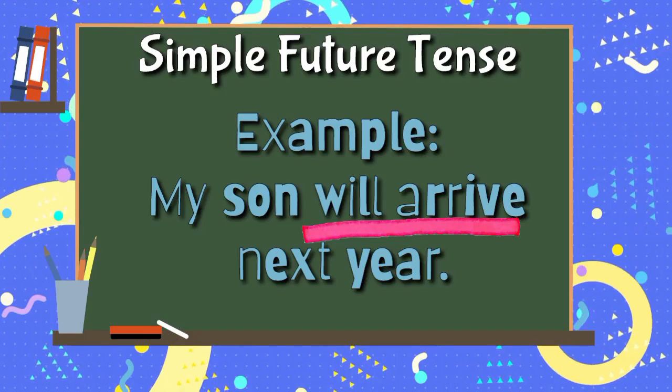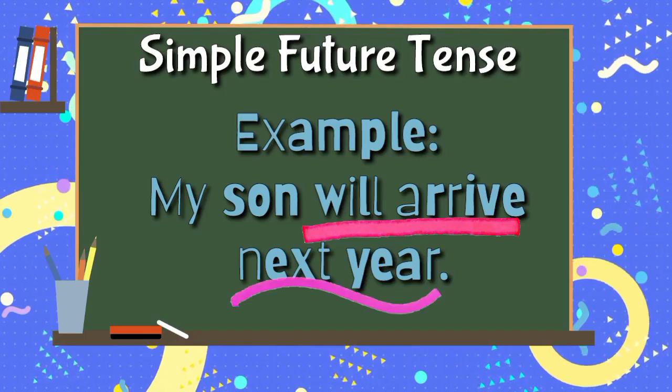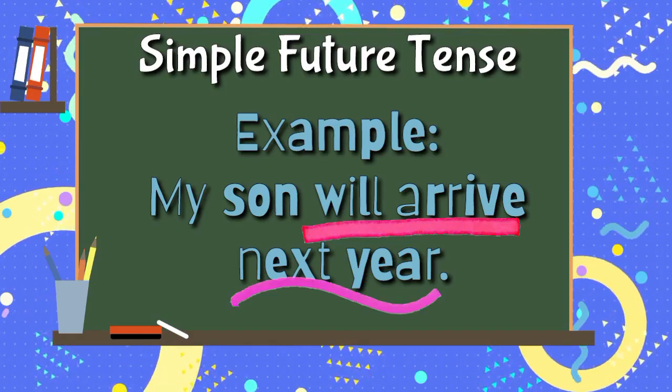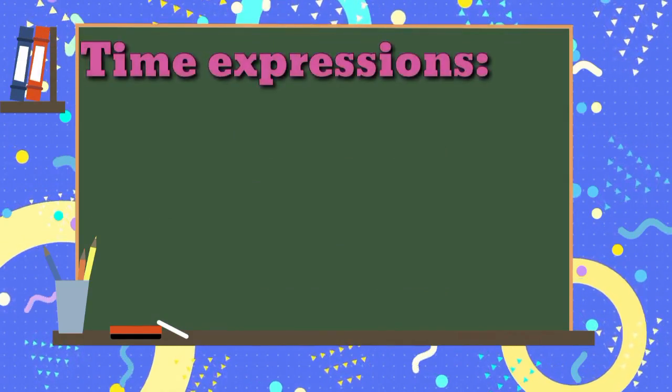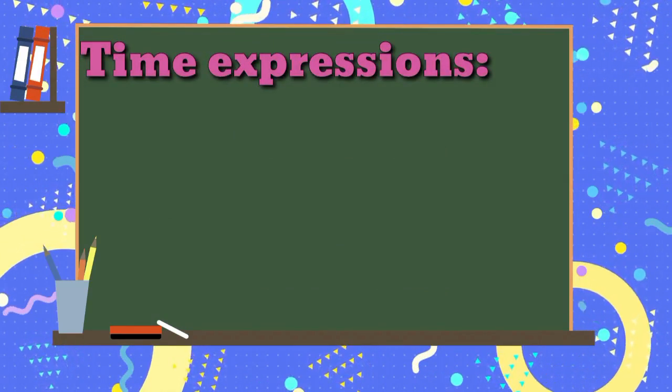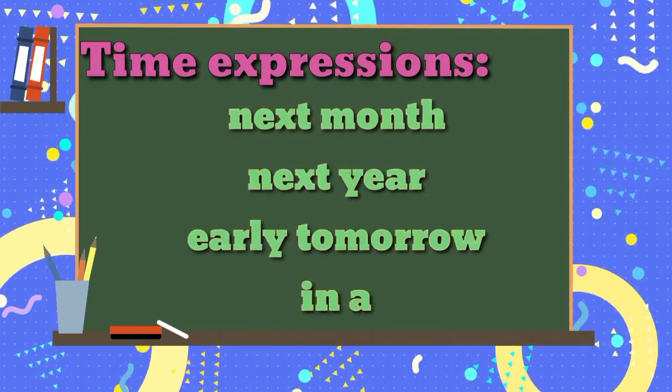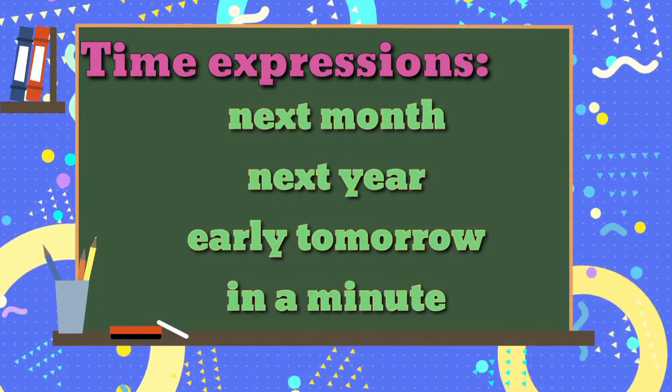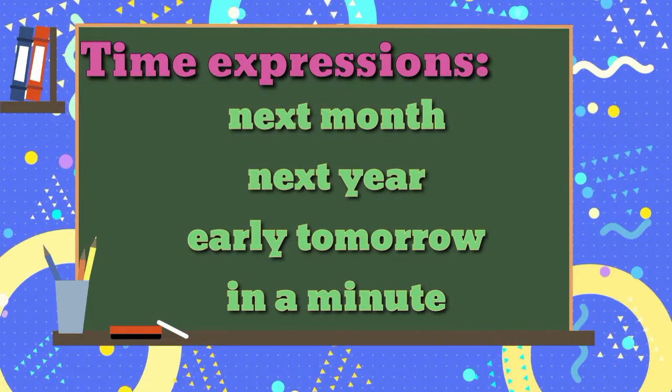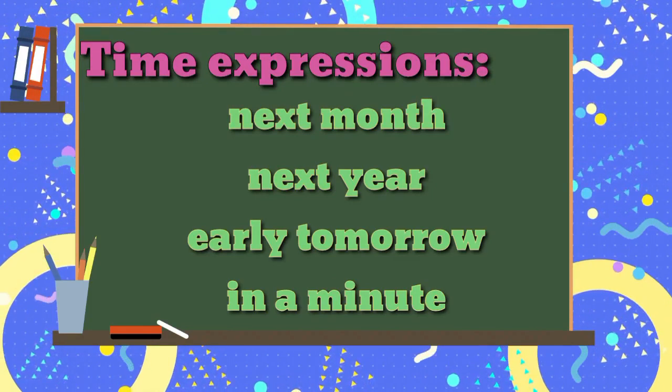We use the time expression next year to show future action. The following are time expressions used to show future tense: next month, next year, early tomorrow, in a minute, and the like.